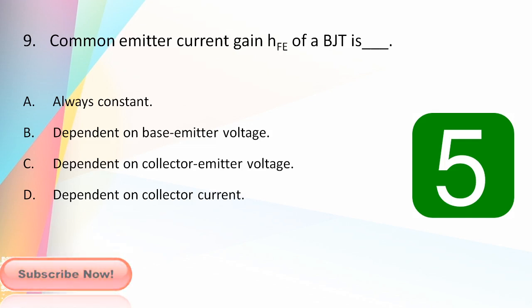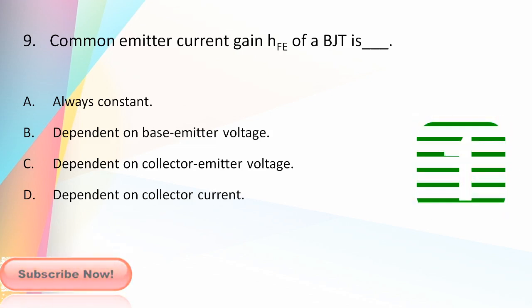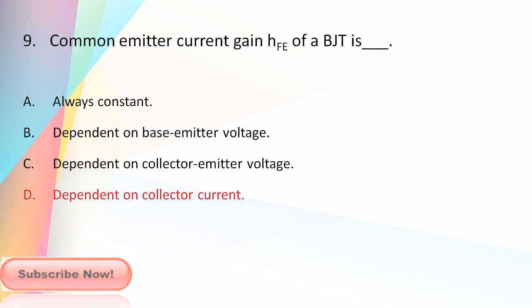Common emitter current gain hFE of a BJT is: always constant, dependent on base emitter voltage, dependent on collector emitter voltage, dependent on the collector current. And the answer is dependent on collector current. The common emitter current gain is defined by the ratio of collector current and the base current. So it is dependent on the collector current.